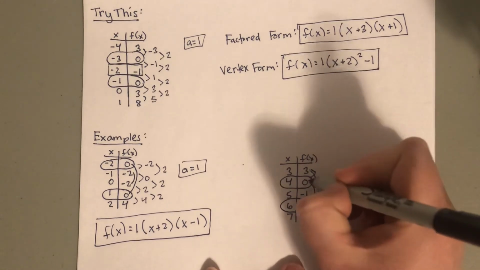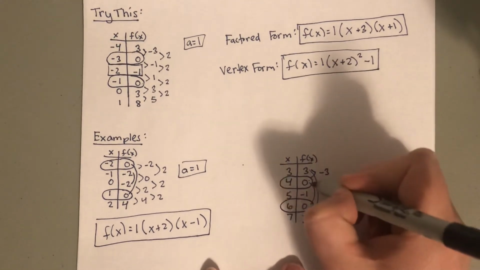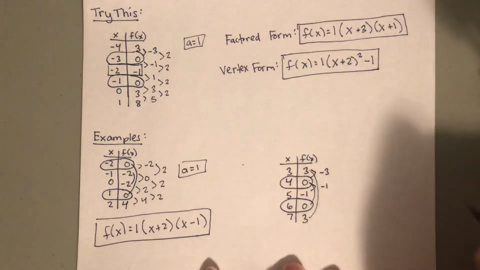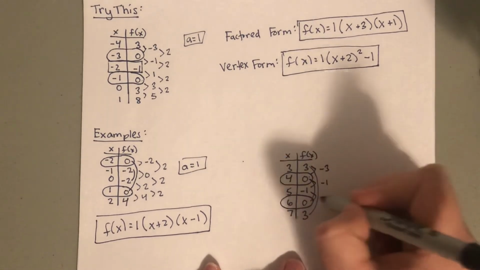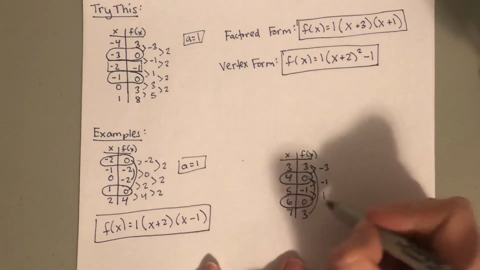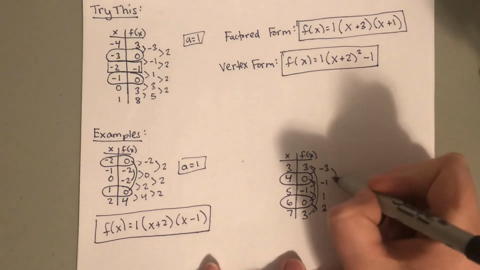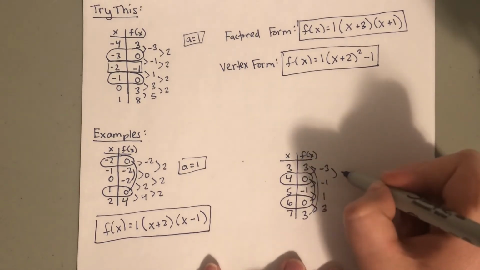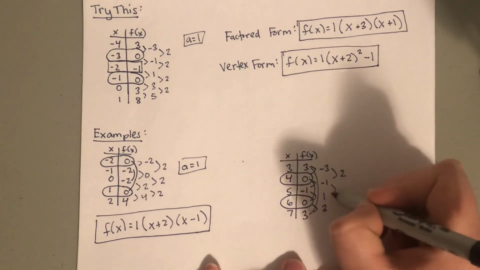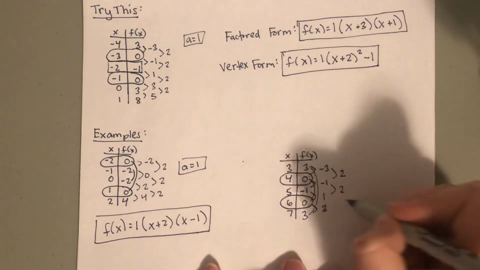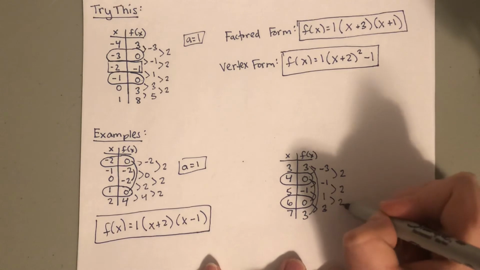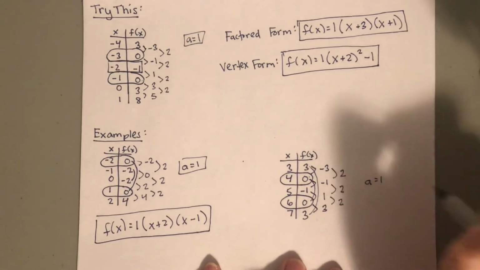From 3 to 0, it goes down 3. From 0 to -1, it goes down 1. From -1 to 0, it goes up 1. And from 0 to 3, it goes up 3. From -3 to -1, it goes up 2. From -1 to +1, it goes up 2. And from 1 to 3, it goes up 2. So that means our a value is 1.